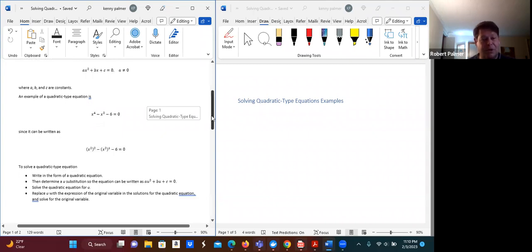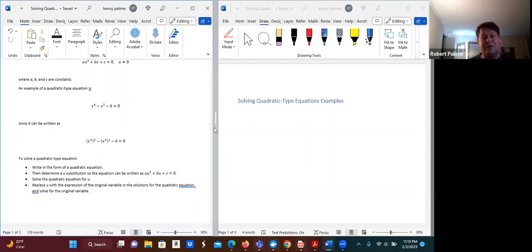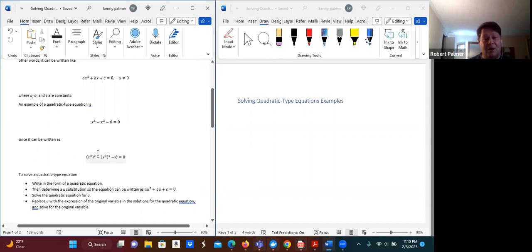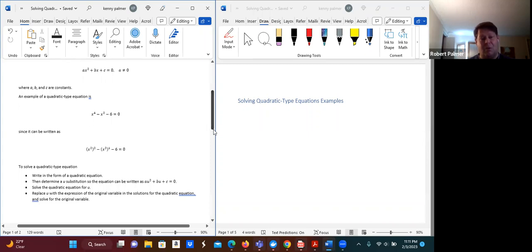So our procedure to solve a quadratic type equation is this. First, write the equation in quadratic form. Once again, see if it can be. Not everything can be done this way, but if it can, write it like this. Then we're going to use what's called a u substitution. Instead of having an x squared, we're going to replace that with a u. Then we're going to solve this quadratic equation for u. Once we get those values, one or two values depending on the type of quadratic equation, we'll put it back in terms of the original variable, then solve for the original variable.